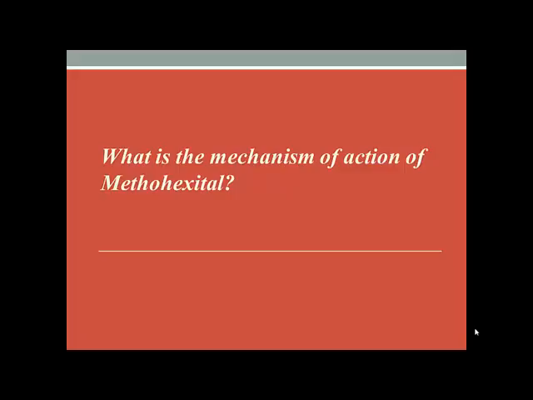It is very helpful in ECT therapy as an anesthetic, because when compared to the other barbiturate anesthetics, methohexital has a very low seizure threshold. In that way, it is used in ECT therapy.